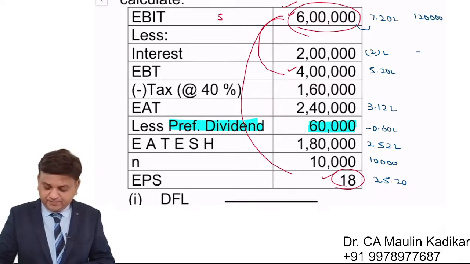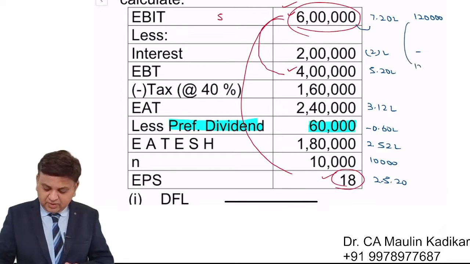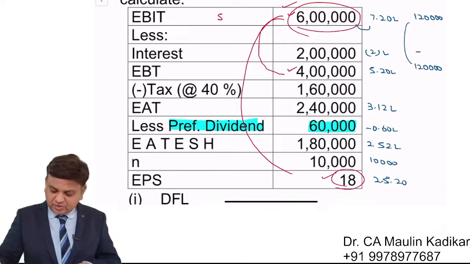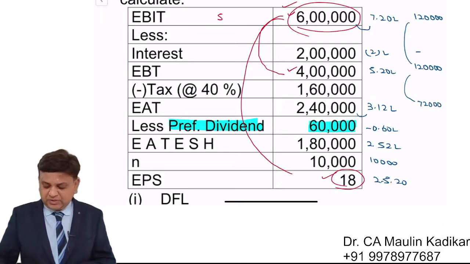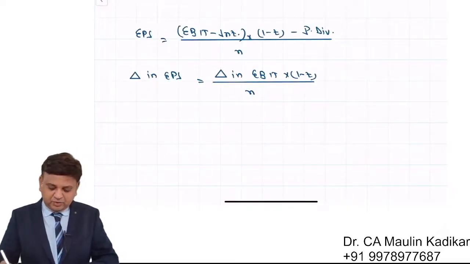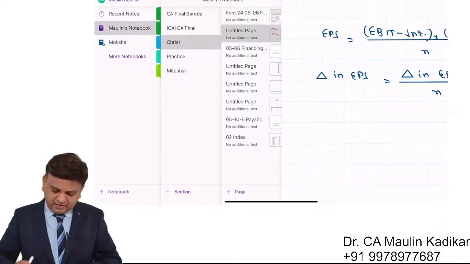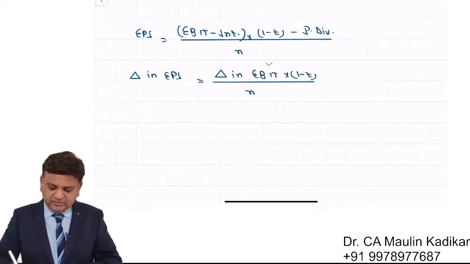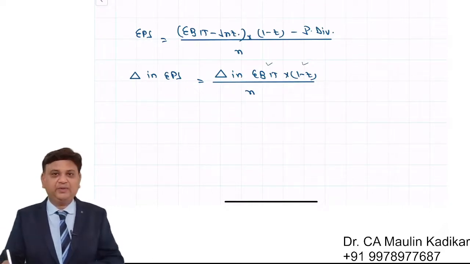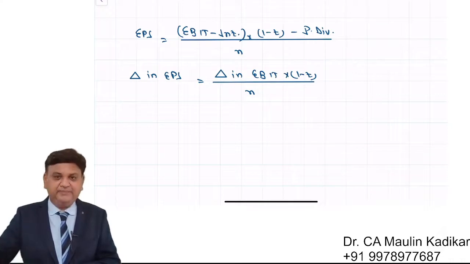So see what I have mentioned over here, change in EBIT is 1,20,000. There is no change in the interest. So change in EBIT itself is change in EBT, 1,20,000. Of that, we will pay 40% tax. So our earning after taxes will increase by 72,000. There is no change in the preference dividend. So earning available to equity shareholders also increases by 72,000. Divided by 10,000 shares, it increases by 7 rupee 20 paise. So change in EBIT is 120 into 0.6, 72,000 divided by 10,000 is 7 rupee 20 paise. That is the way change in EPS formula works.